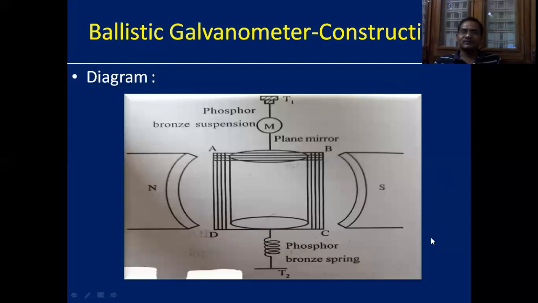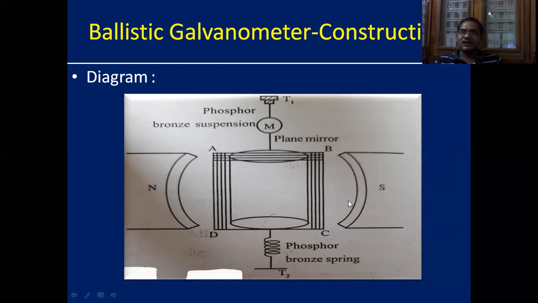So this is the figure of ballistic galvanometer. Now, if you observe this figure, this is a rectangle shaped coil having a large number of turns. That is made with an insulated copper wire wound on a non-metallic frame like ivory or ebonite. The upper end of the coil is connected to the screw T1. The bottom end is connected to the screw T2 by means of a phosphor bronze spring. Here the coil is suspended by means of a phosphor bronze wire between two strong horseshoe magnetic poles.